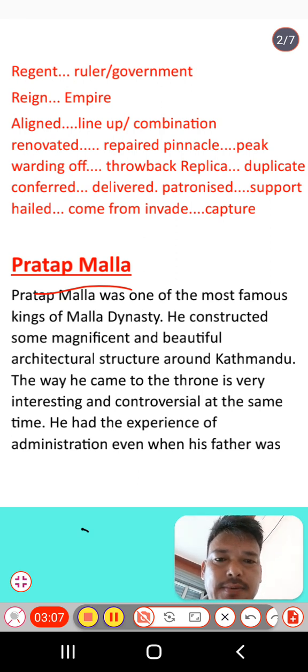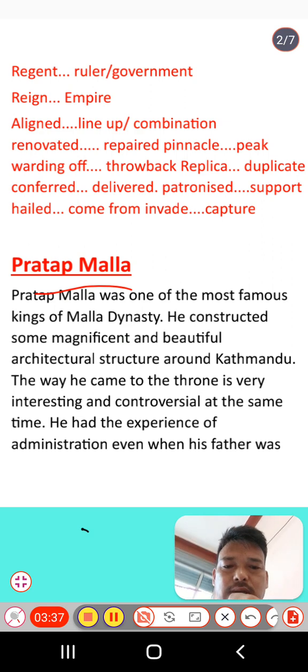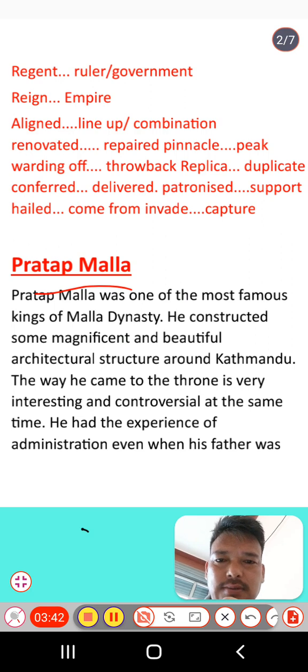Before discussing the chapter, let us discuss the meanings of some words that I have written over here: regent means ruler, government; empire; aligned; lineup, combination; renovated, repaired; pinnacle is the peak; replica, duplicate; confirm. All these are the words that we are going to meet in this text. So here is the text, Pratap Malla.